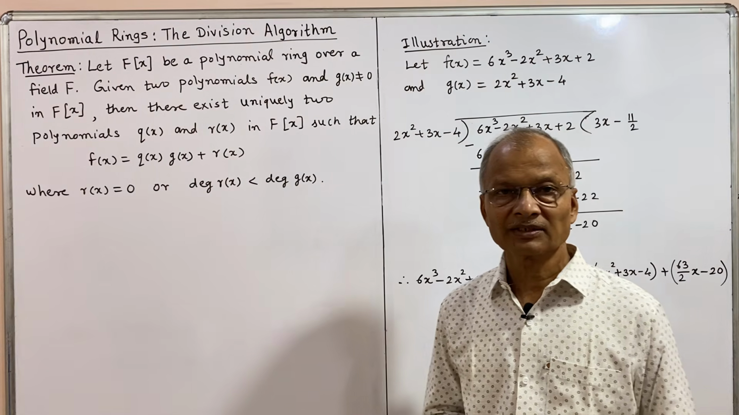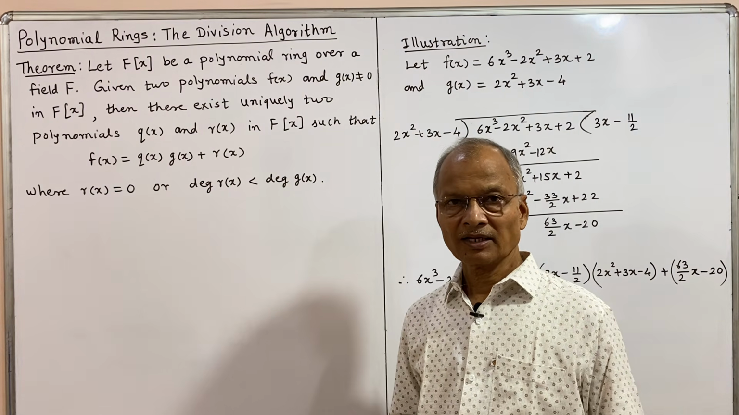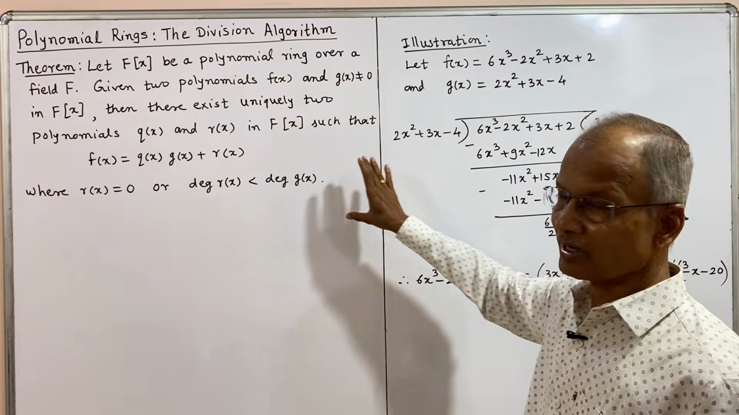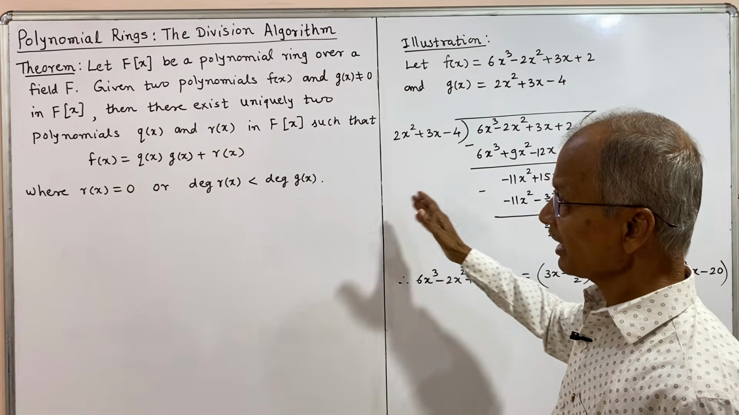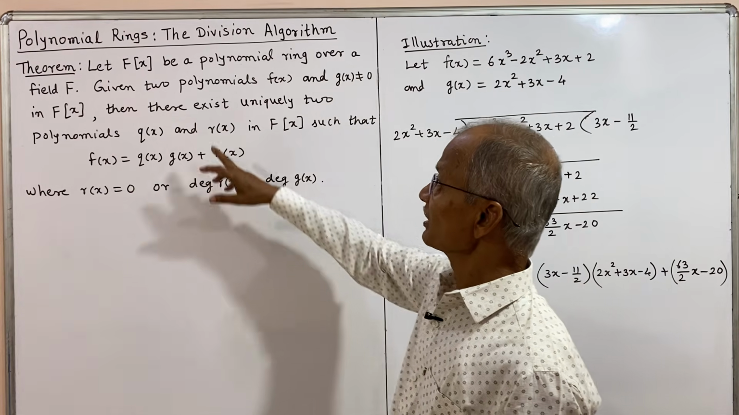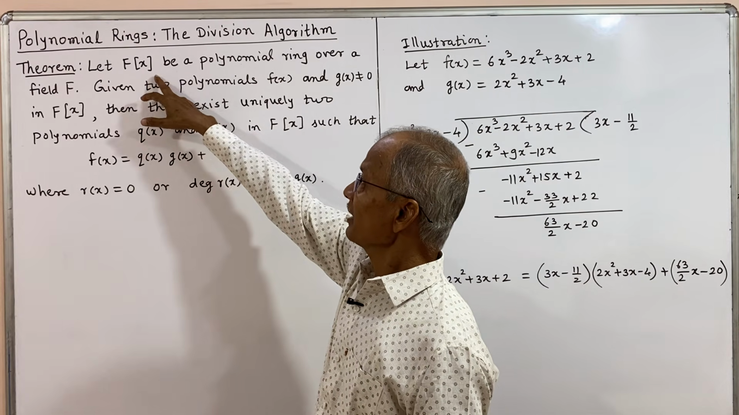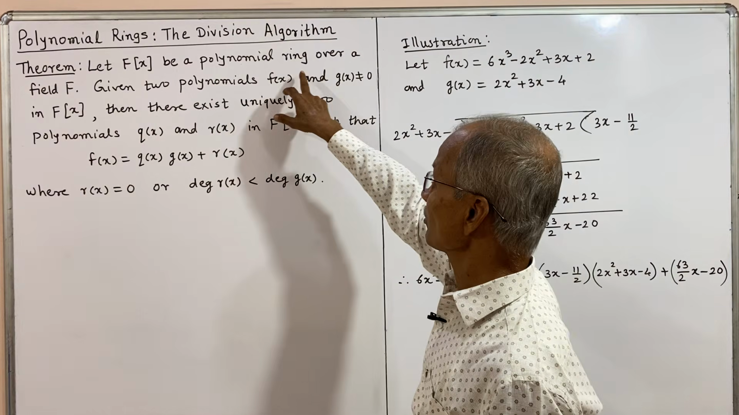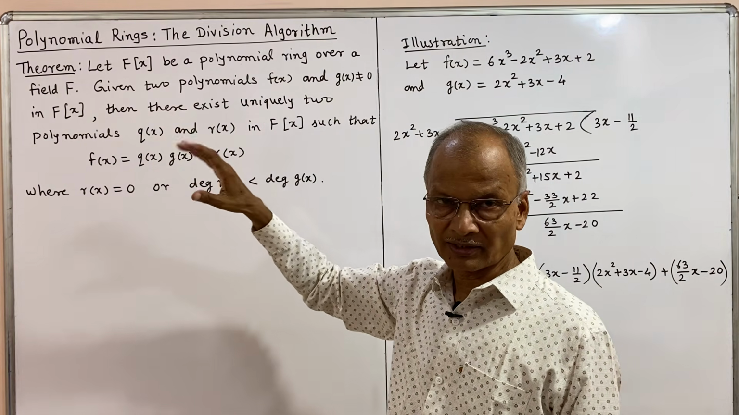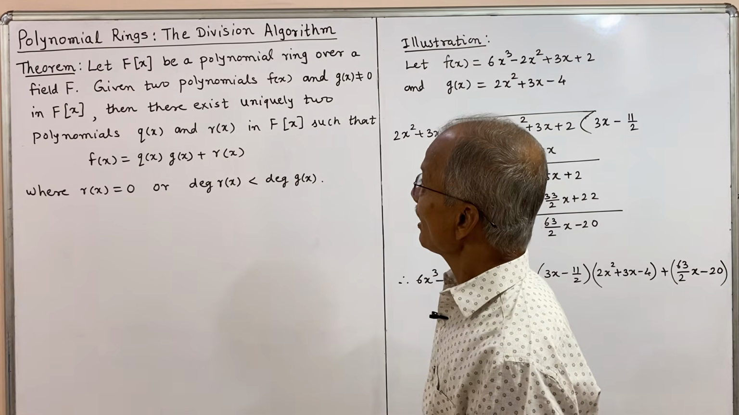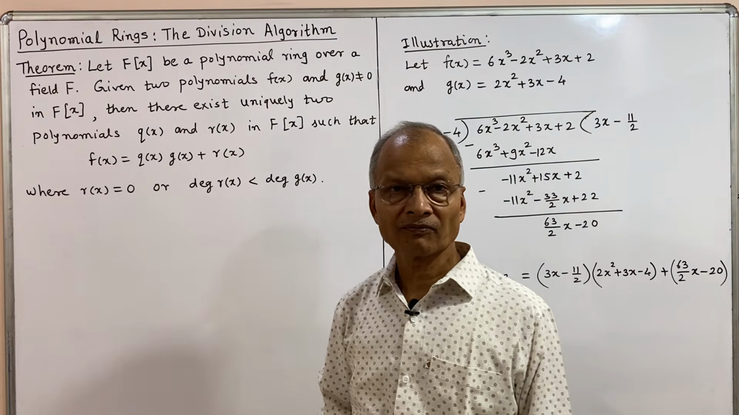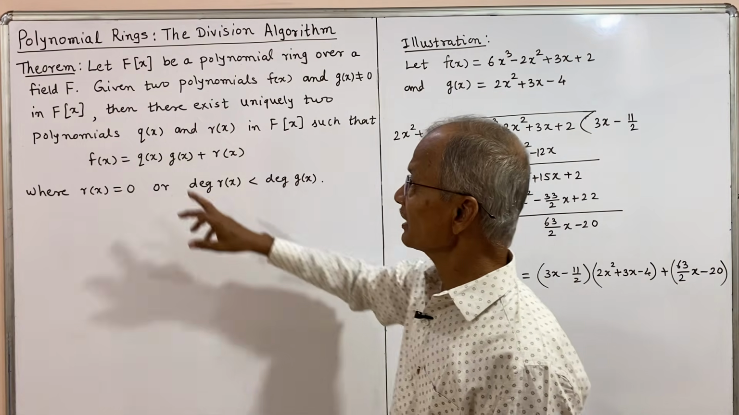First we shall see the statement of the theorem, and then we will illustrate this statement by means of an example, and then we shall prove the theorem. The statement of the theorem is: let F[x] be a polynomial ring. We have studied in our earlier lecture what a polynomial ring is. It is the set of polynomials whose coefficients are elements of this field. Here we consider F as a field.